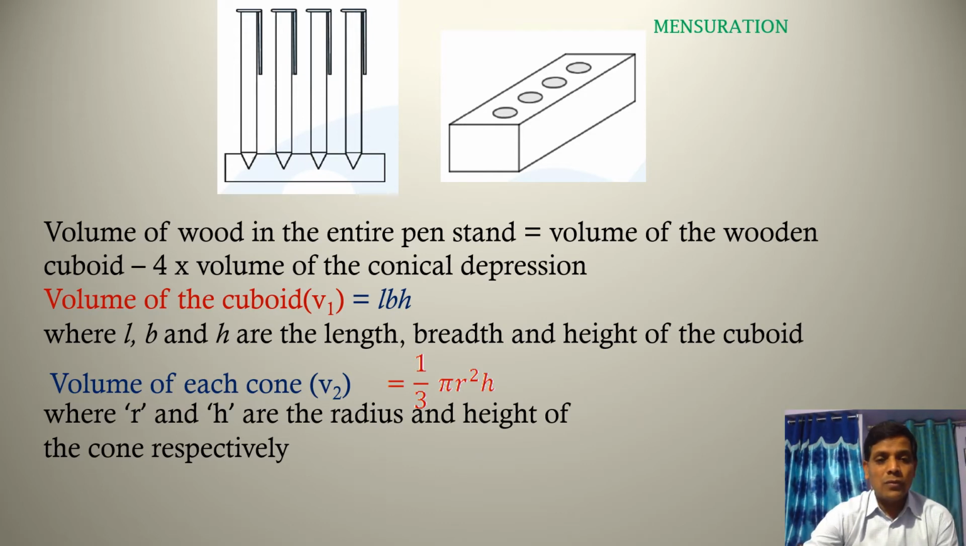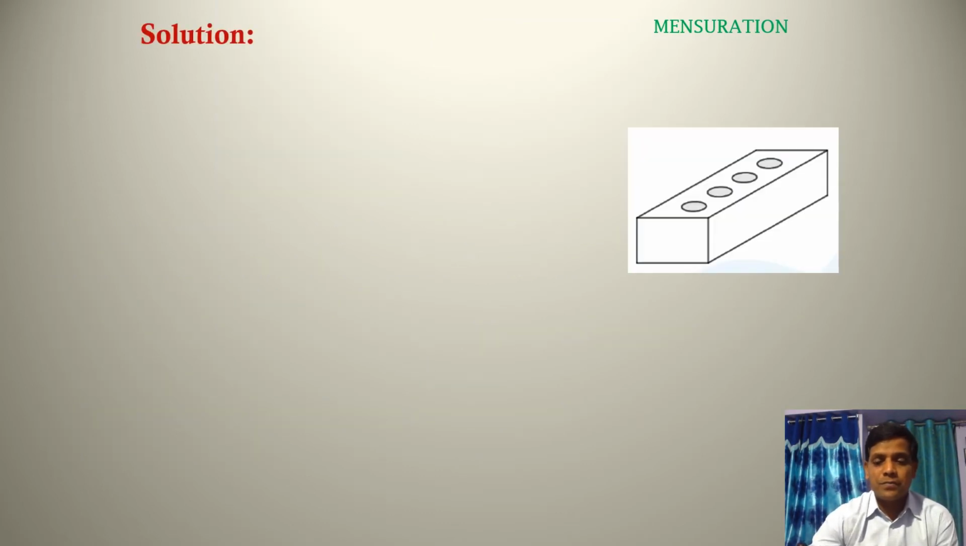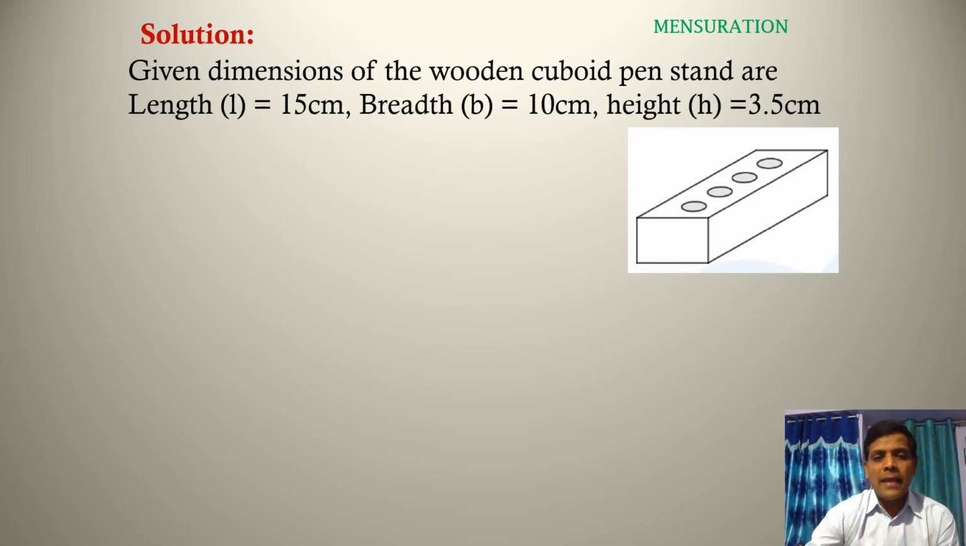Coming to the solution part. Write down the given dimensions of the wooden cuboid pen stand: length l equals 15 centimeters, breadth b equals 10 centimeters, and height h equals 3.5 centimeters.